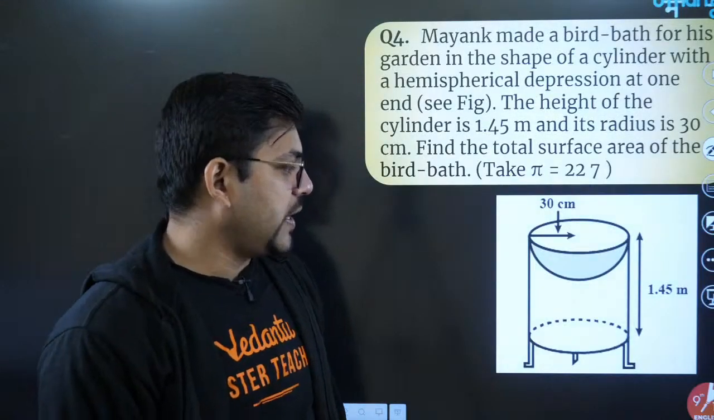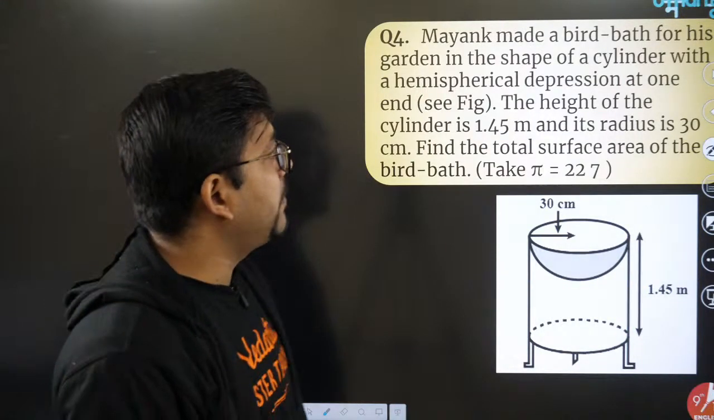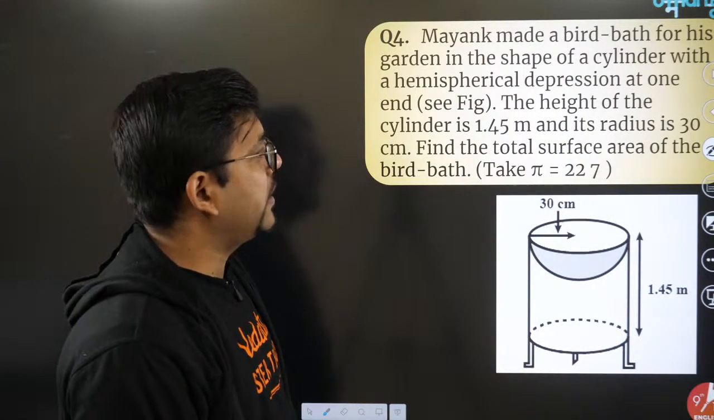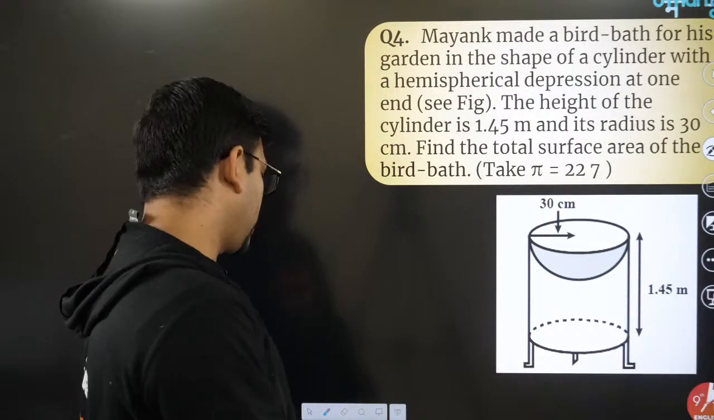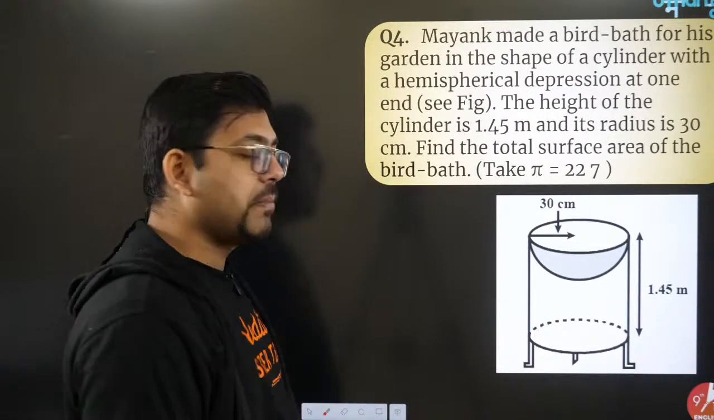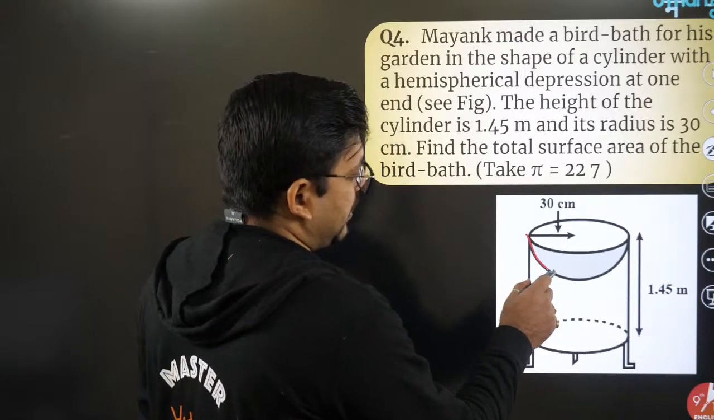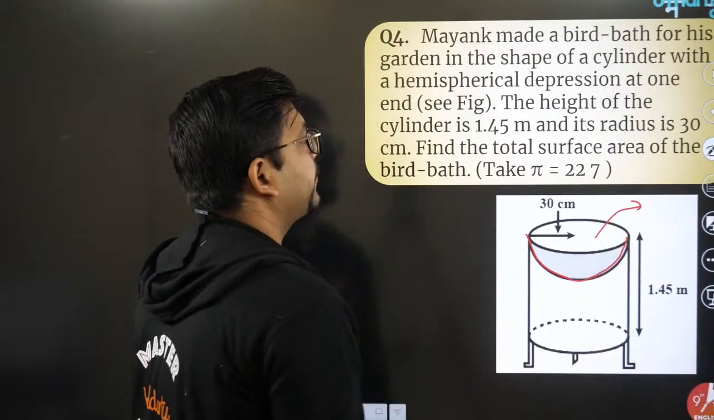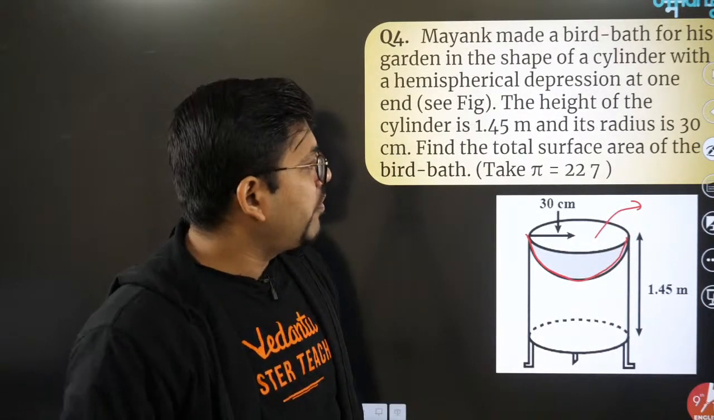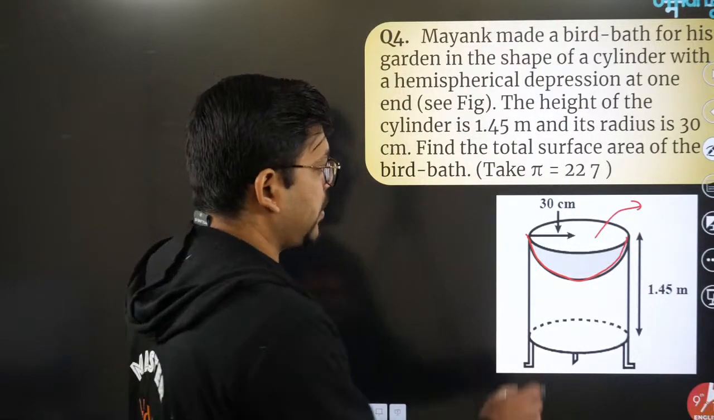Moving on, this is the next question, guys. Let's pay attention. The question says Mayank made a bird bath for his garden in the shape of a cylinder with a hemispherical depression at one end. Looks like Mayank is a bird lover. So this is a cylinder. In this, he carved out this much portion. He removed it, so now this is a depression. The height of the cylinder is 1.45 meter and its radius is 30 centimeter.